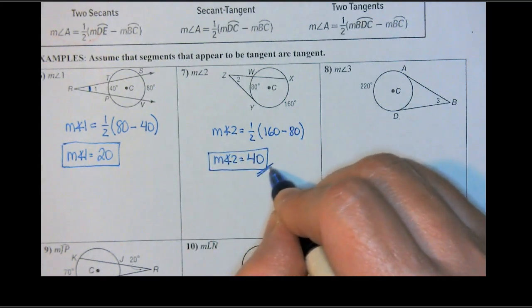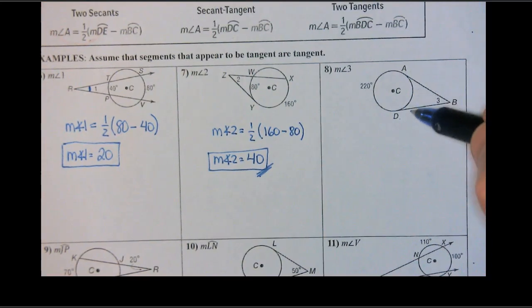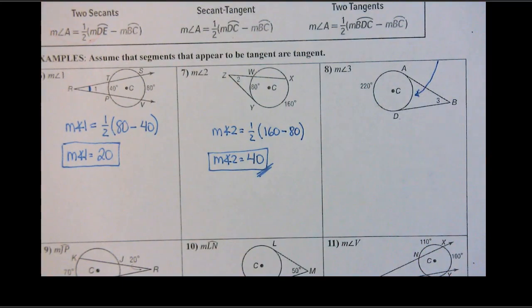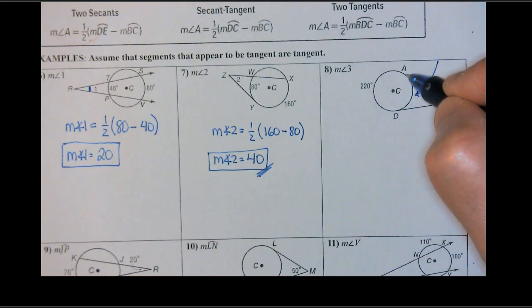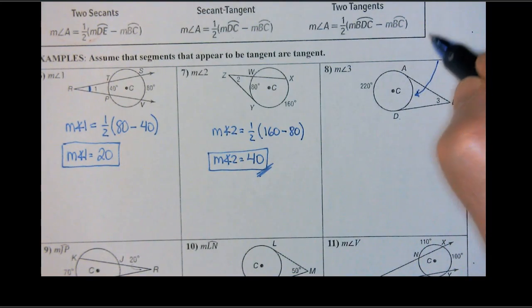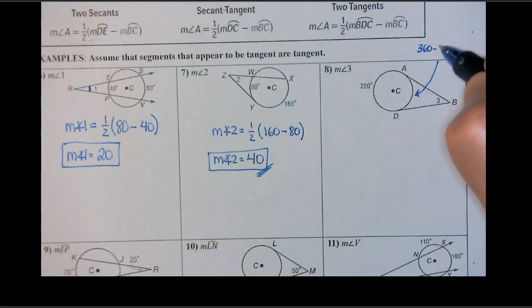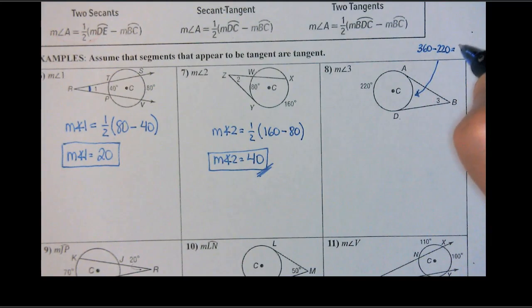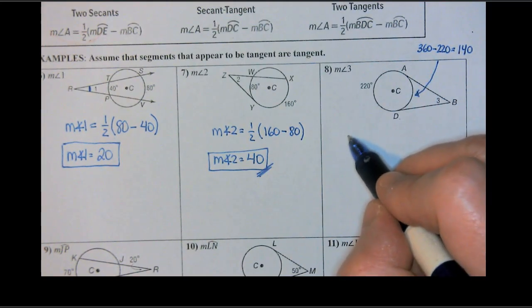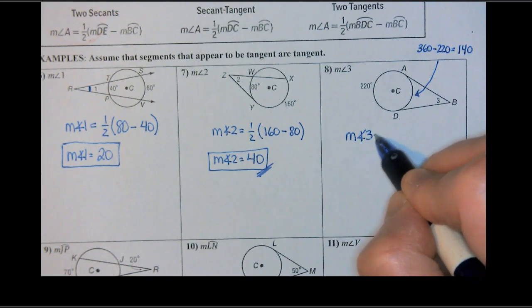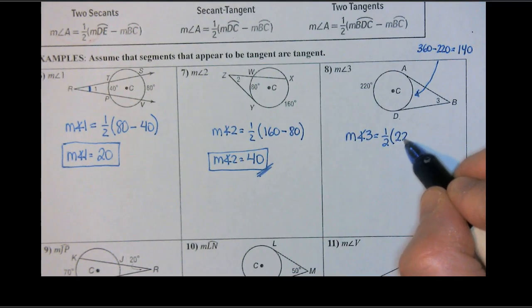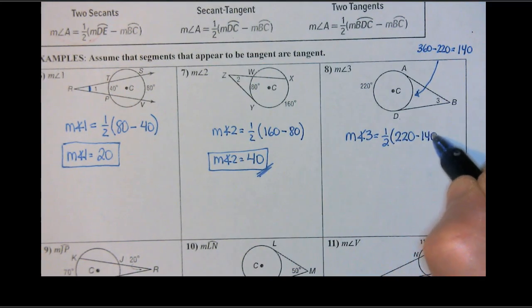And there we go. The next one, I have two tangents. Now notice that I have 220, but I'm missing this measurement. But that's no problem, because in this case we have the whole circle, which is 360. We subtract 220, so that means that missing arc is 140. So therefore, the measure of angle 3 equals 1/2 the bigger arc, 220, minus the smaller arc, 140.